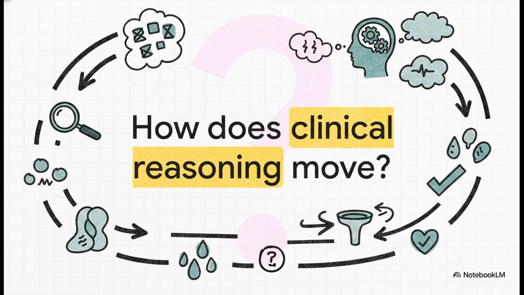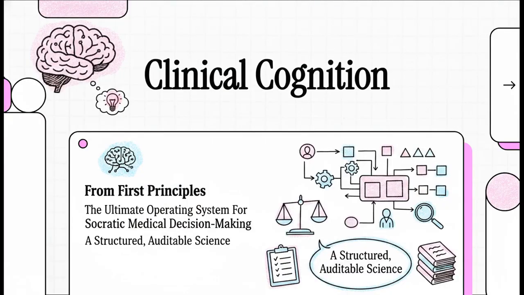How does a clinician actually reach a medical conclusion? Like, what are the mechanical, step by step, cognitive processes that move them from just a random list of symptoms to a definitive, potentially life saving judgment? Well, welcome to today's Explainer, where we're going to be decoding this really fascinating framework called clinical cognition from first principles. You can honestly think of this as the ultimate operating system for medical decision making.